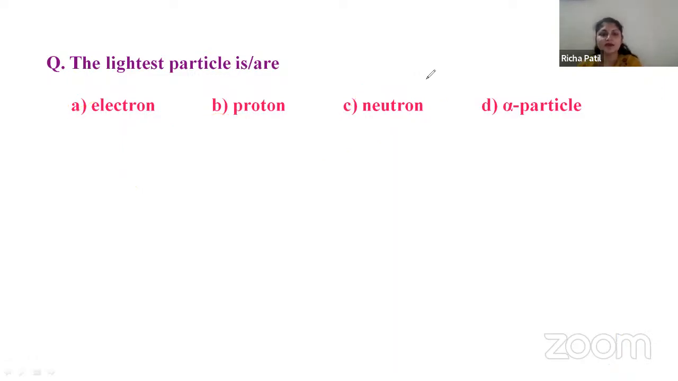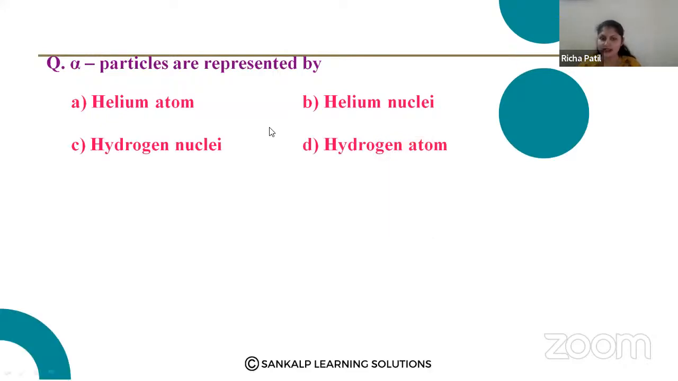So next. Alpha particles are represented by which? A, helium atom; B, helium nuclei; C, hydrogen nuclei; D, hydrogen atom. How are alpha particles represented? B, yes, it is helium nuclei. The correct answer is helium nuclei.